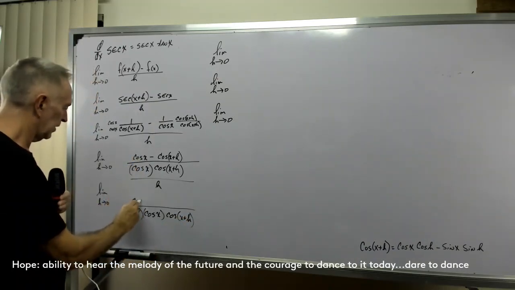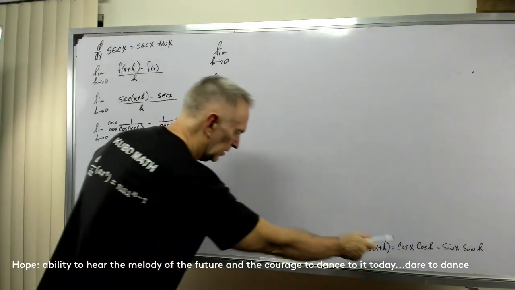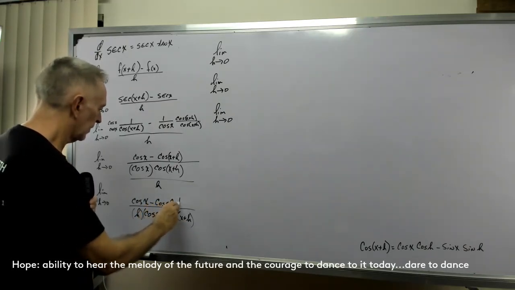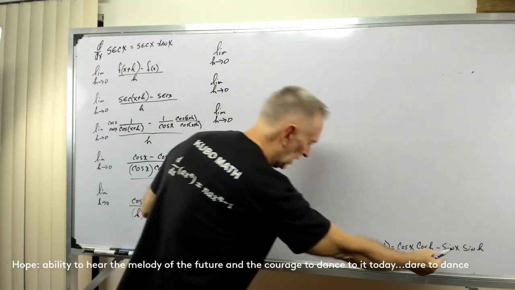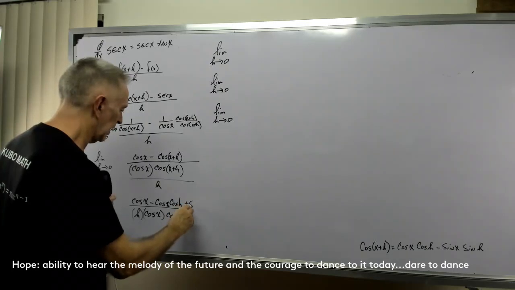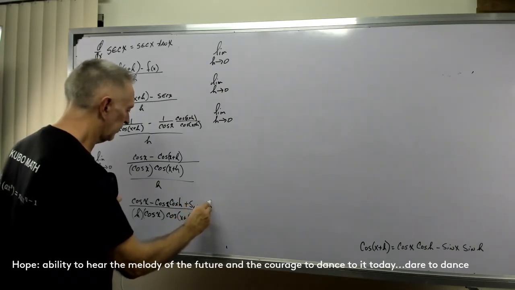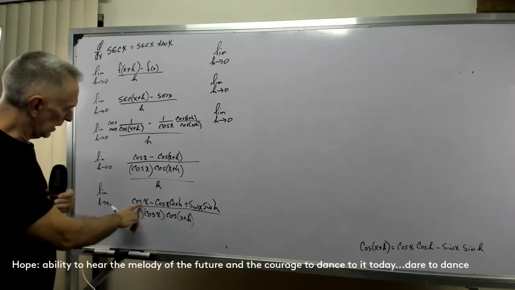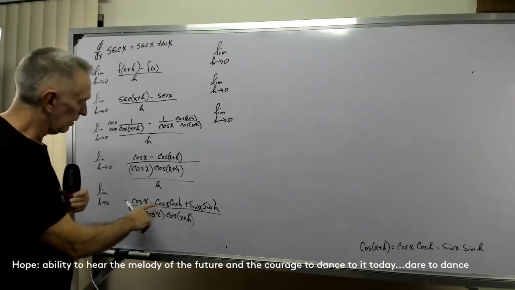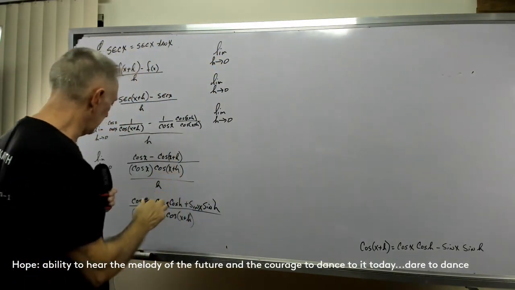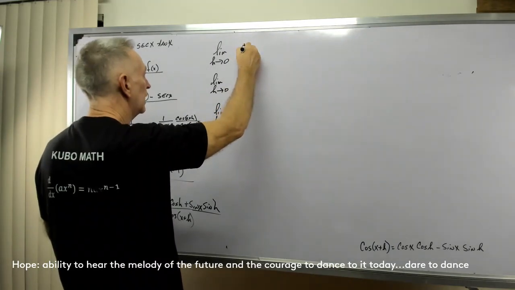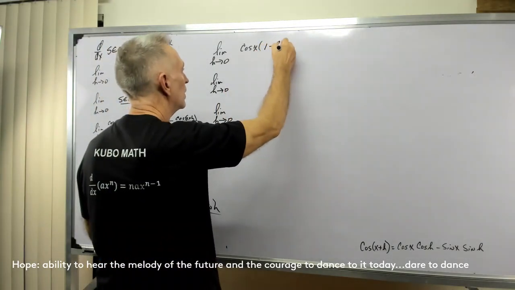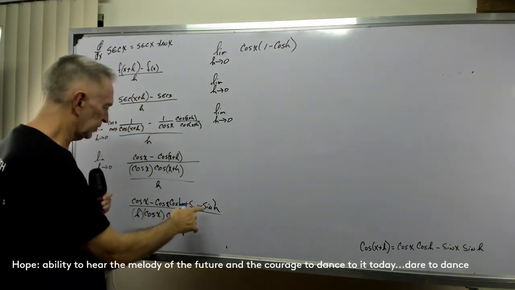Alright, so let's expand my numerator. Have cosine x minus cosine x cosine h, but minus this minus gives me a positive plus sine x sine h. Okay, all that over this here. Now you can see I could factor out a cosine x out of this. So we still have the limit as h approaches 0 of cosine x times 1 minus cosine h plus sine x sine h.